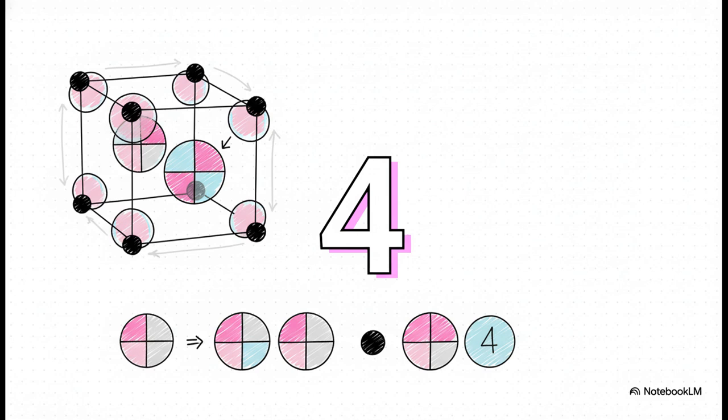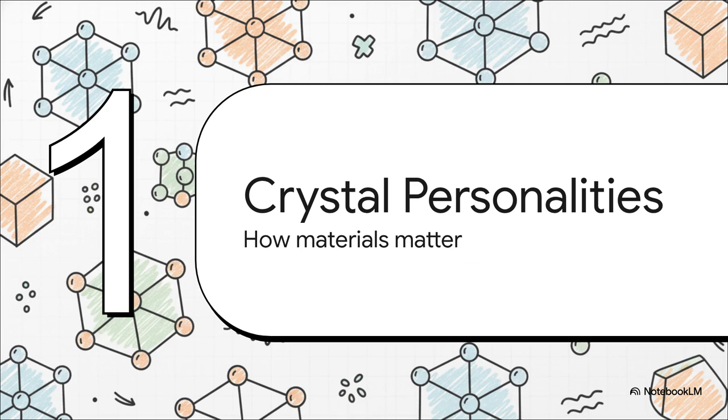like gold and aluminum. Okay, so we've seen the blueprint, the arrangement, but a crystal's properties don't just come from the layout, they depend on what the building blocks are. What are the particles and what's the glue holding them all together? This gives us what you can think of as four main crystal personalities.